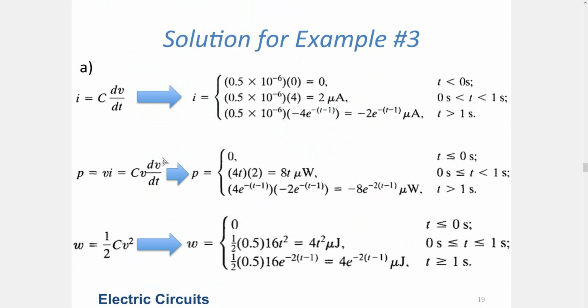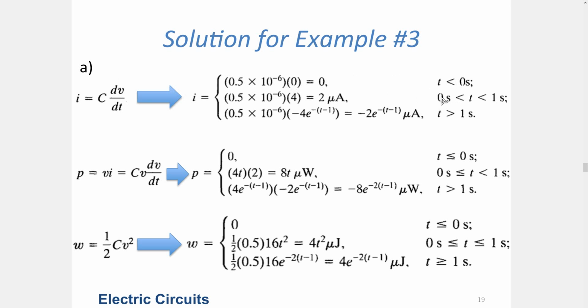Well, for the first part, we know from the terminal equation of the capacitor that the current is proportional to the time derivative of the voltage times the capacitance. We know the capacitance is 0.5 micro. So I just need to take the derivative and multiply it with C. So 0.5 times 10 to the minus 6 represents the 0.5 microfarads, and dv/dt is 0 when t is smaller than or equal to 0. So I have 0 here.